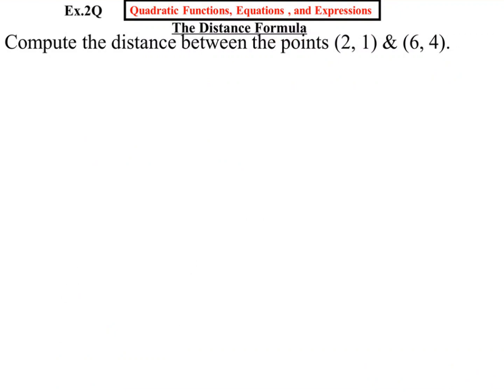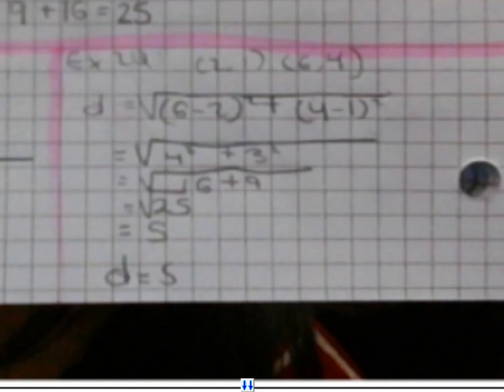Oh, never mind. I didn't open one for that one. Copy this one, example 2Q. This one, you are going to send me your work for. It says compute the distance between the points (2, 1) and (6, 4) using the formula. And then send me your work. All right, looks like everybody got this. D equals 5. Hands if you got that. Yeah. All right, we'll stop right there.